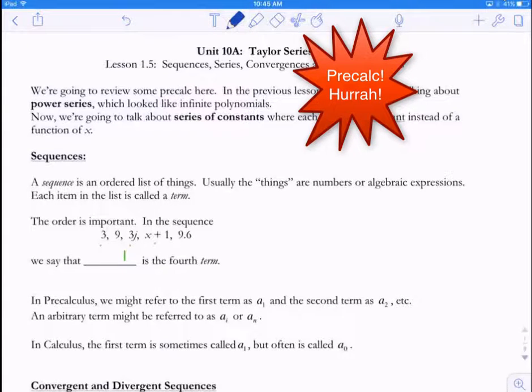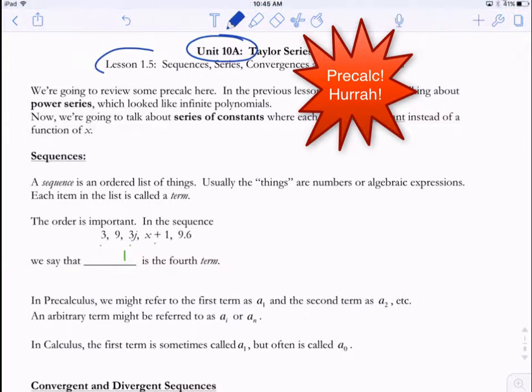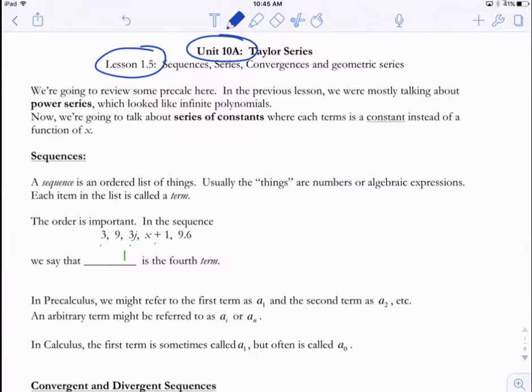So this is from 10A. This is lesson 1.5, and we're just going to go through the pre-calc stuff here, which is a lot of it. All right, so we're going to talk about series of constants, which means we're using numbers. Okay, so don't worry about this part for now.